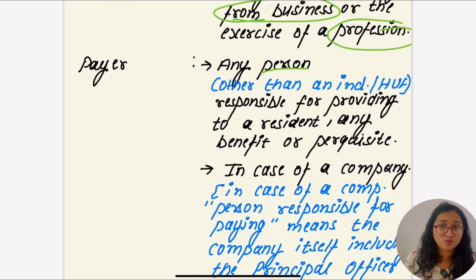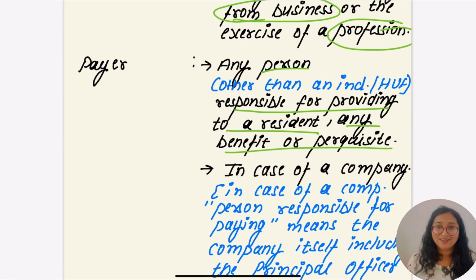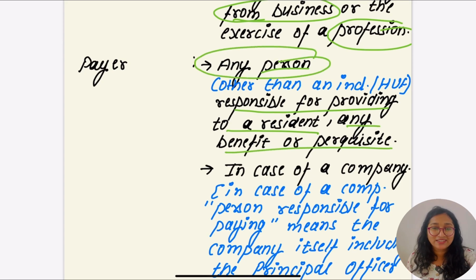So payer is going to be any person other than an individual and HUF. Remember the turnover, other than that, we are going to take them. Responsible for providing to the resident any benefit or perquisite. So those persons other than individual and HUF, right? But for those people, the exception was there: if the turnover exceeds, then again these people are going to fall in this category. Hope the first payer is clear to you.